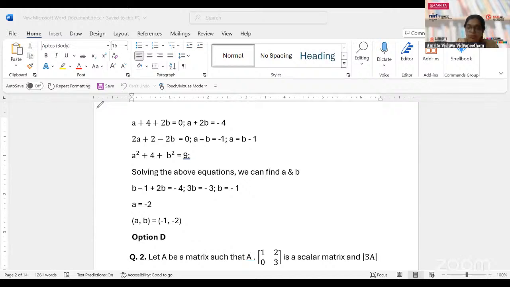If there are students who want me to repeat any question, I want you to type that in the chat box, or else we'll move to the next question. Yes.